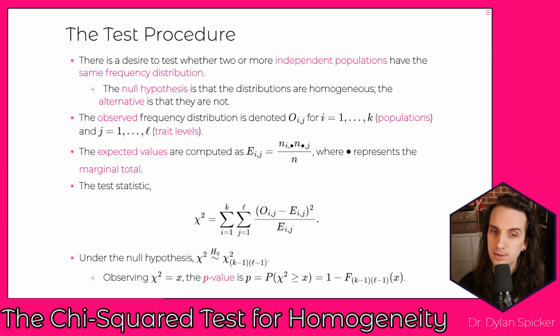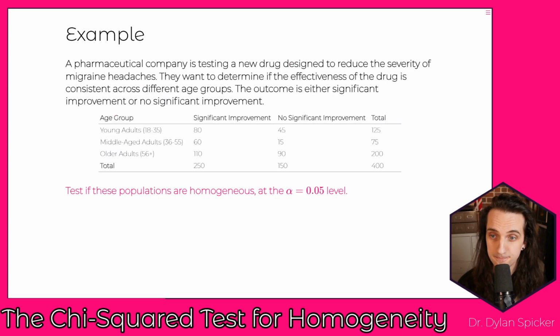The p-value is going to be the upper tail p-value here. Specifically, taking F_{(K-1)(L-1)} to be the CDF of our chi-squared, it's going to be 1 minus the CDF at whatever value we've actually observed. So the overall test procedure is the standard chi-squared test procedure with the hypothesis that the individual distributions are actually the same, that they're homogeneous across the various populations we're looking at.